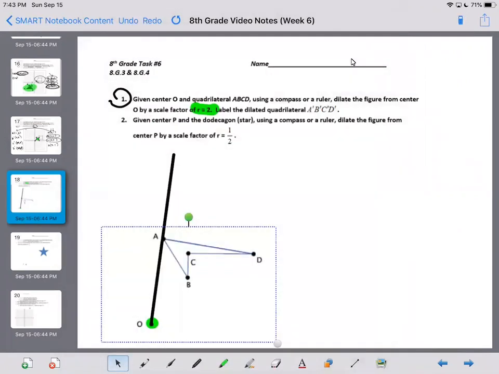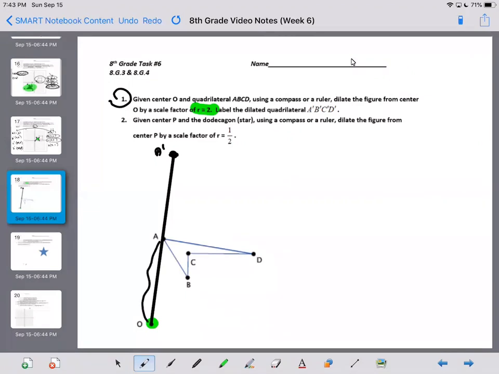So now what we have is A prime, but from O, it's doubled. So let's say that this measurement here from O to A, let's say it was 4. Well, now what is it? It's 8.